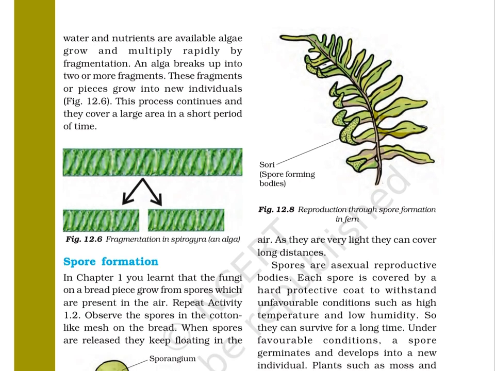Here we can observe that the process of fragmentation has taken place and a division of two parts has happened in the alga.